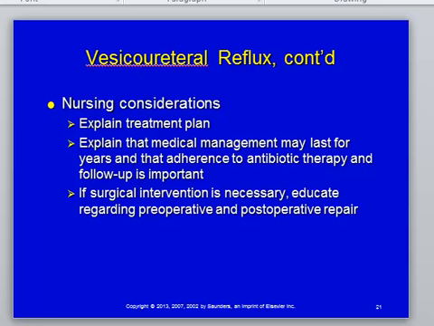So nursing considerations: explain the treatment plan, help the patient and family with that treatment plan. Explain that medical management may last for years. Adherence to antibiotics is very, very important. And if surgical intervention is necessary, educate, pre-op and post-op repair. And that will come from your physician orders.